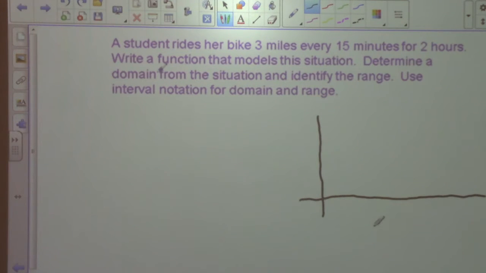Okay, so we could go. I just sketched a little graph in there, a little XY coordinate plane. 3 would be the y. So you would start at 0, right? Because if he doesn't ride for 0 minutes, then there's no miles.